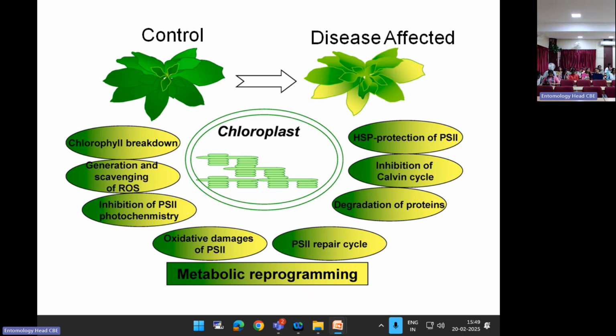You can keep on jumping up to the final yield level. So the oxidative damage, and this is heat shock protection. This is a protective area. Inhibition of the Calvin cycle, like I told you, dark reaction is inhibited. Then degradation of proteins. There is a repair cycle also taking place by metabolic reprogramming. This is what happens. It is generally the same thing even in abiotic stress also.